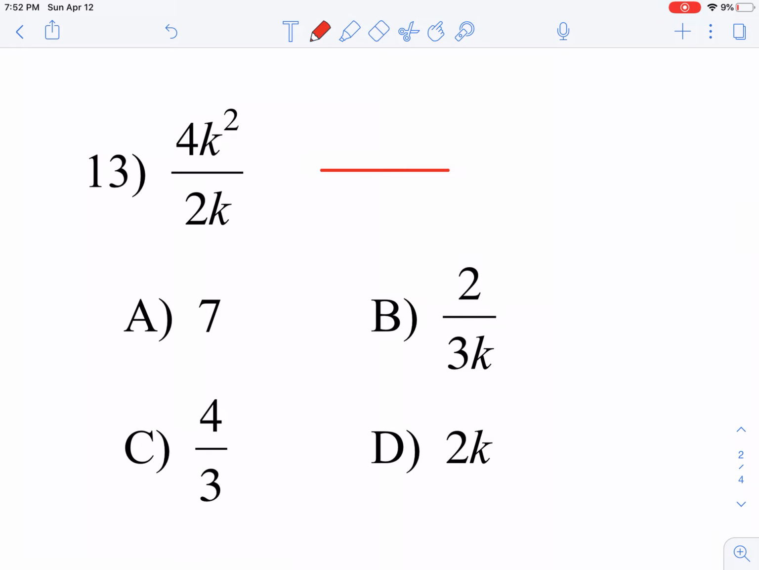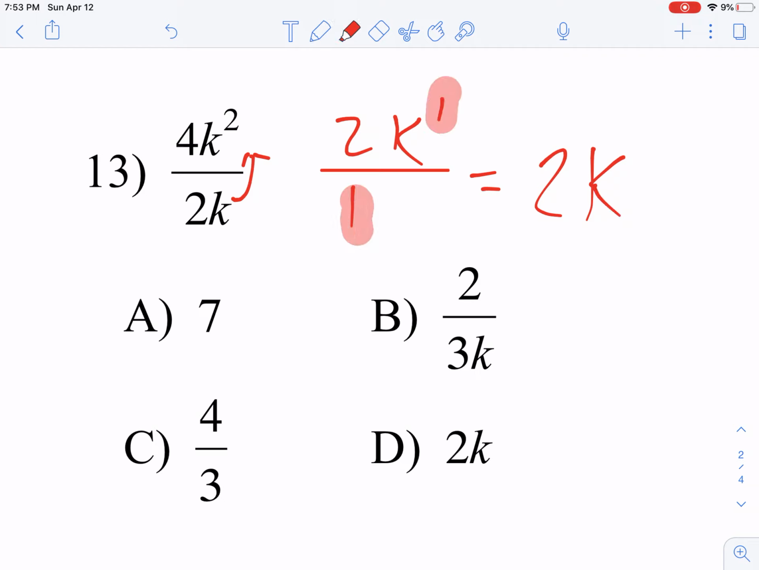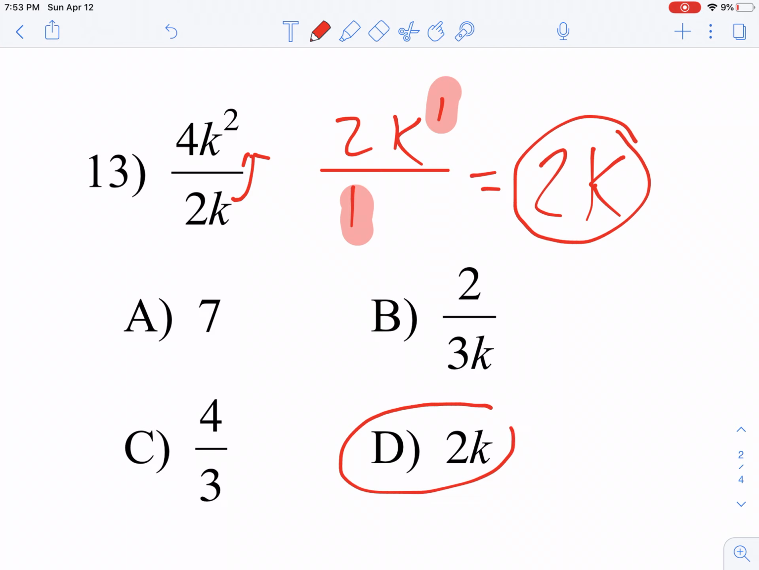4 over 2 reduces to 2 over 1. K squared is bigger than k to the first, so k stays on top. 2 minus 1 is 1. You would probably see this written as anything written over 1 is simply going to be itself. And remember, we don't have to write the exponent to the 1. So the answer you're looking for is 2k. And if you look, D is 2k.